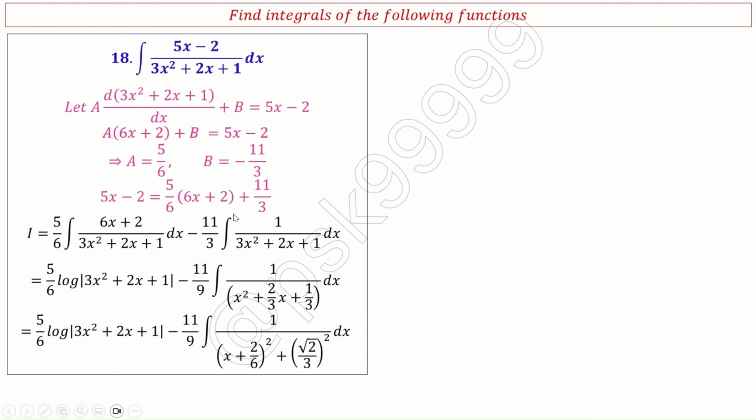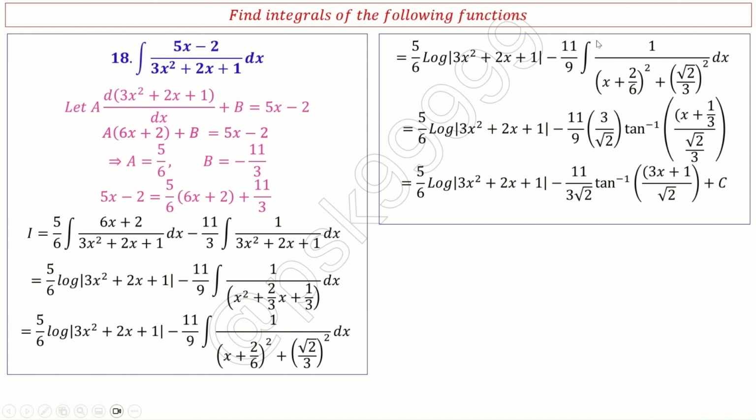Okay, minus 11 by 3 times the integration of this value. Now this one I will write in the x square plus a square form, correct? So if I write it, this is nothing but x square plus, minus 11 by 9, integration of 1 by (x plus 2 by 6) whole square plus (square root of 2 by 3) whole square, right? So now I'm only doing this part because the other part is done already.